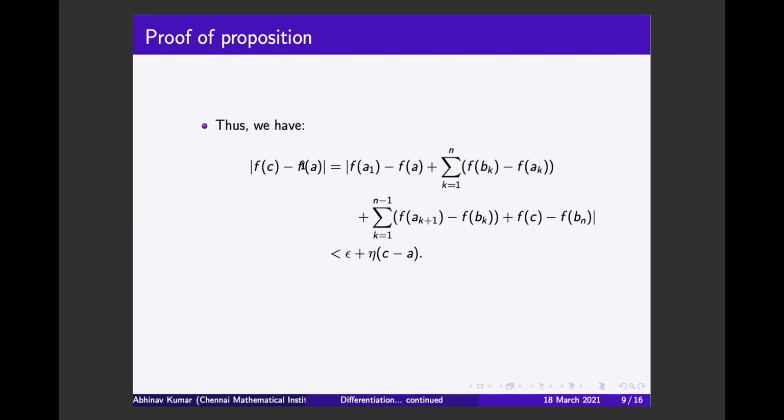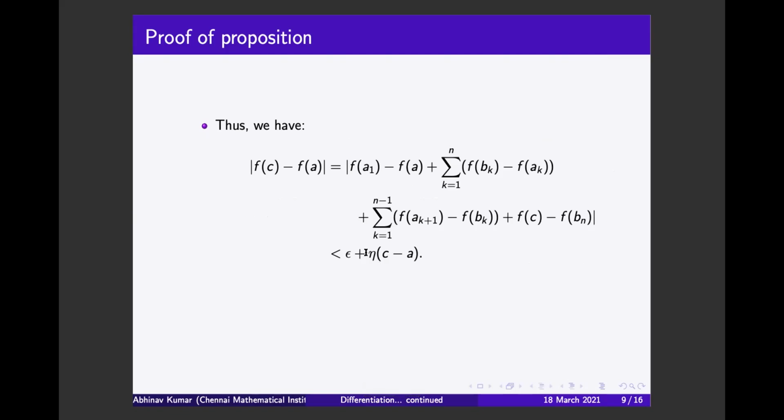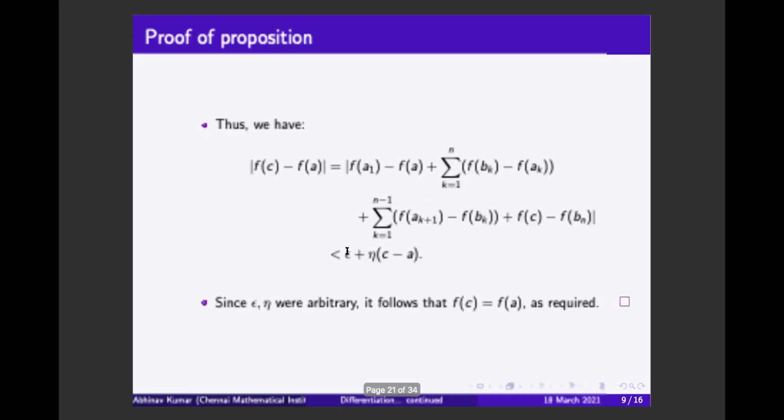We're actually just expanding this out and also using the triangle inequality. So this just follows from this. And this in turn, again, we're just using 4. So this is going to be less than epsilon plus eta times C minus A. Of course, since epsilon and eta were arbitrary, they can be made arbitrarily small. So basically these are arbitrarily close and equal, as required. So this completes the proof of the second part of our proposition as well.